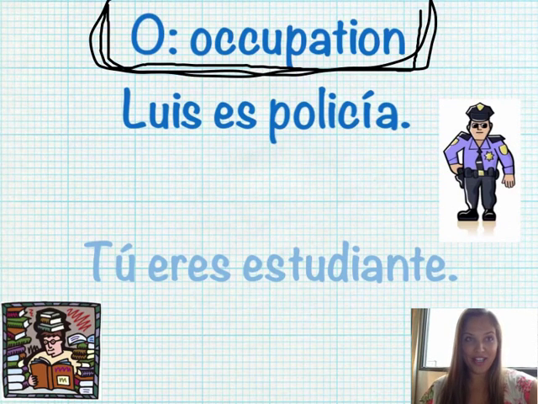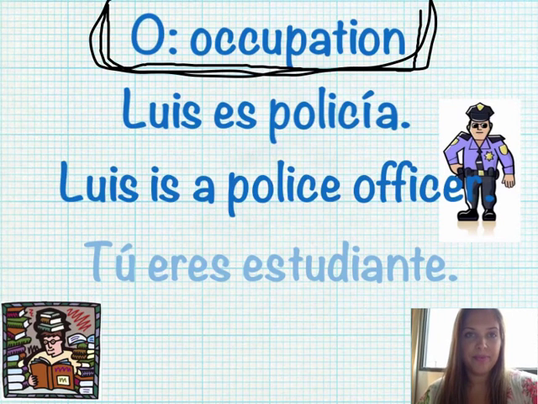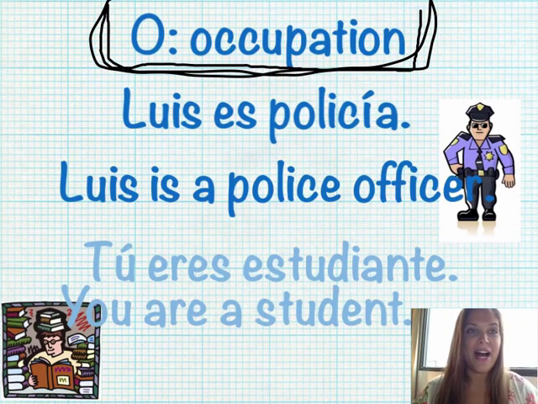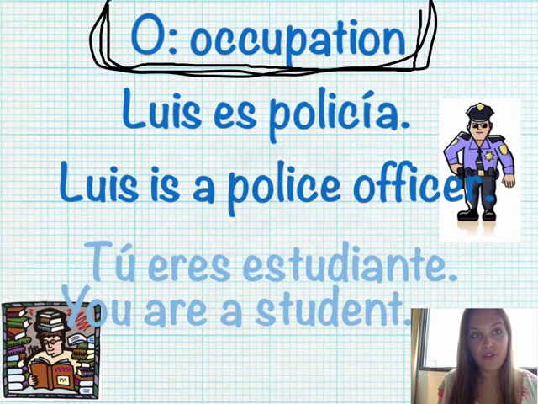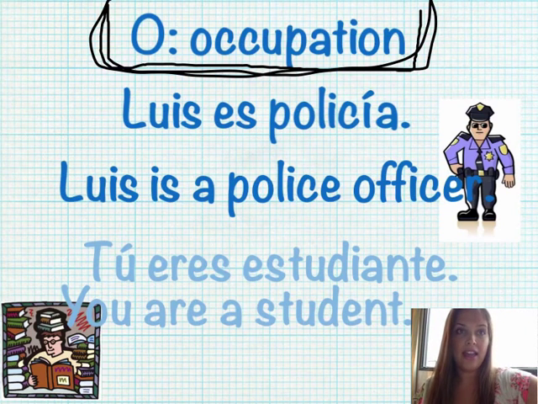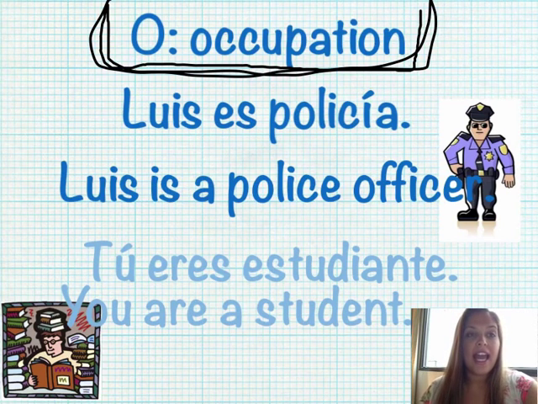O for occupation. So for the first example, Luis es policía. Luis is a police officer. And then we have, tú eres estudiante. You are a student. There it is. So we use ser for both of these. Luis es policía. And notice how we don't say es un policía. In Spanish, we don't use the article, we just say he is police. So él es policía and tú eres estudiante.